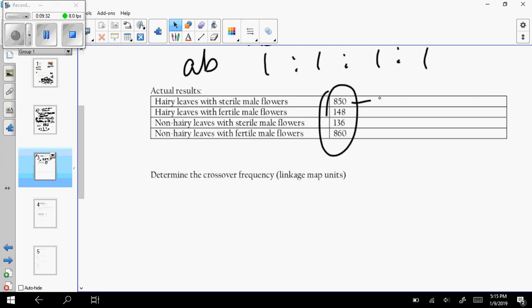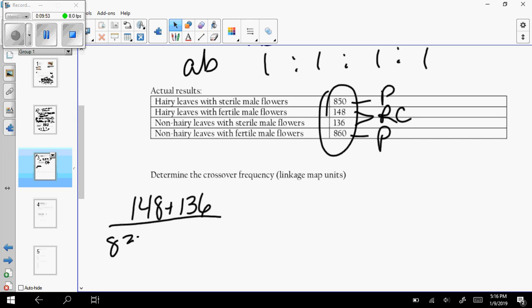The ones that are the most common are the hairy leaves and sterile male flowers, which were both dominant, and non-hairy leaves and fertile male flowers, the two recessives. So these two in the middle are due to my recombination. To figure it out, I'm going to put 148 plus 136 on top, and on the bottom I'll add up 850 plus 148 plus 136 plus 860. Let me grab my calculator: 850 plus 148 plus 136 plus 860.